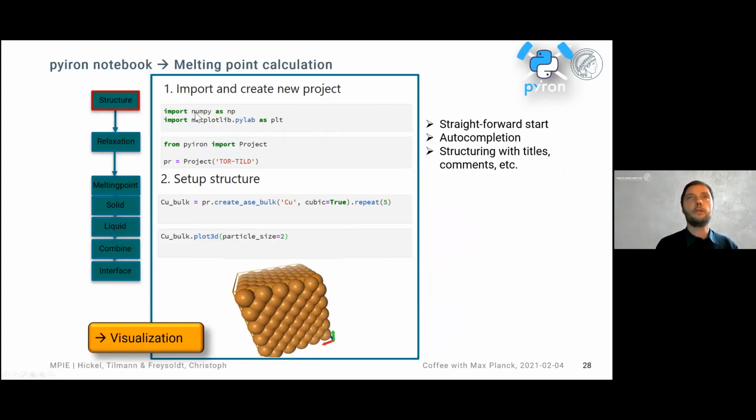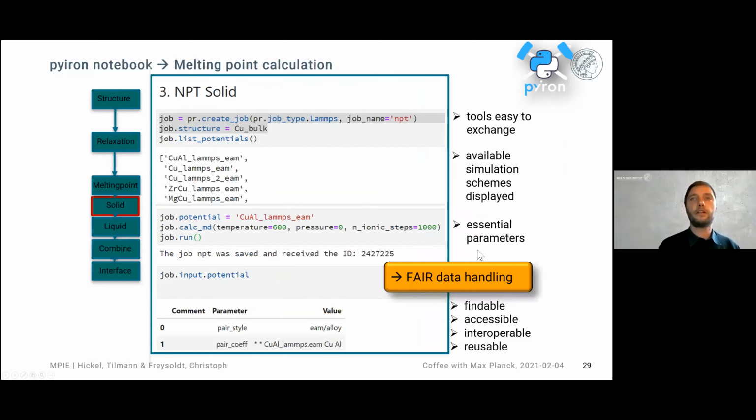Yeah, you need some libraries. You start a Python project. You set up your structure. You can immediately visualize the structure. Then you can choose your simulation scheme, it means your empirical potential here for simulations. You can have a list of different available potentials. You choose one, you set your temperature, and you run your calculations.